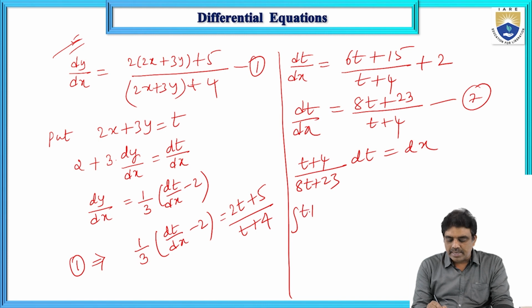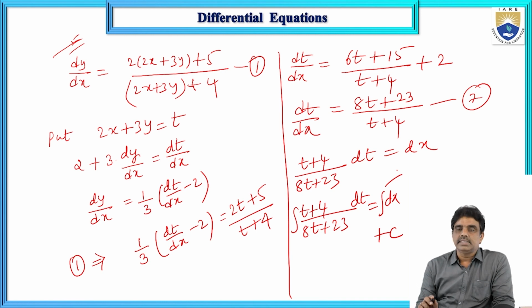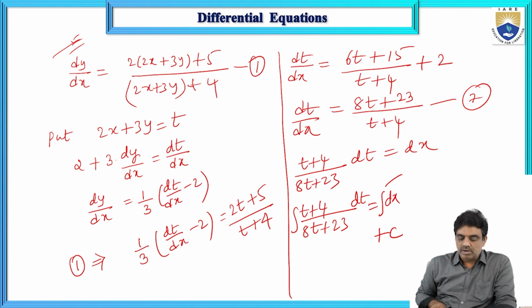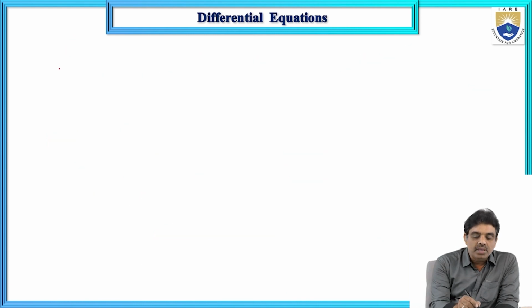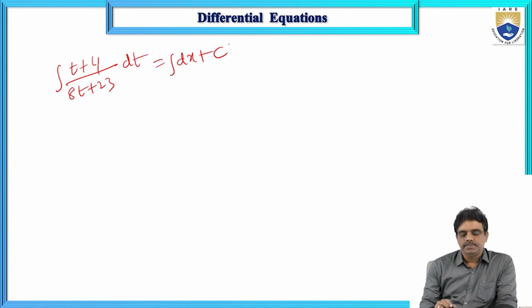So on integrating, what you will get? Integral of (t plus 4) by (8t plus 23) dt is equal to integral dx plus c. How will you find the integral on the left hand side? On the right side, no problem: integral dx is x plus c, which is the same as c. But on the left hand side, we have the integral of (t plus 4) by (8t plus 23) dt.